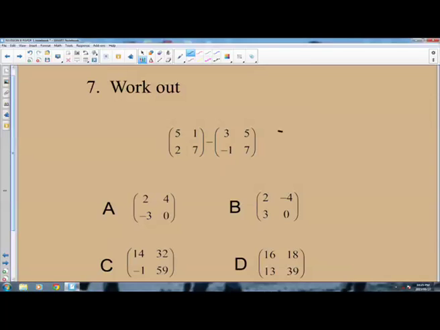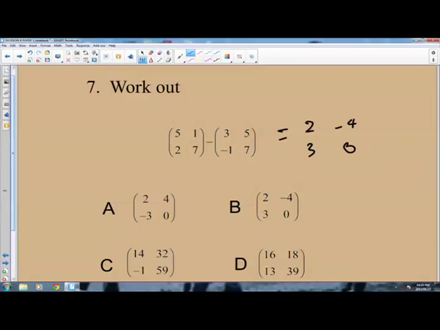And then 5 minus 3 is 2. And then 1 minus 5, it's minus 4. And then 2 minus 1 is positive 3. And then 7 minus 7 is 0. All that you need to do is to subtract numbers in the same entry.